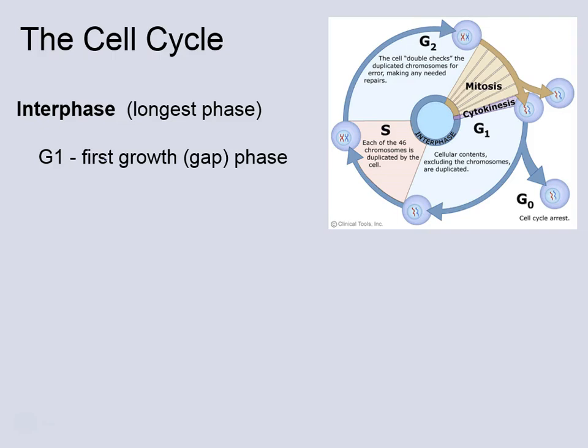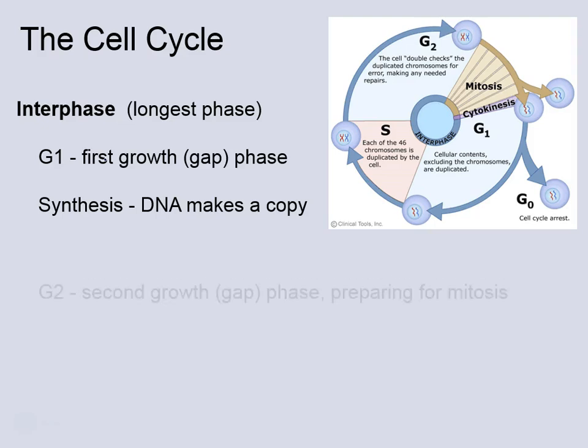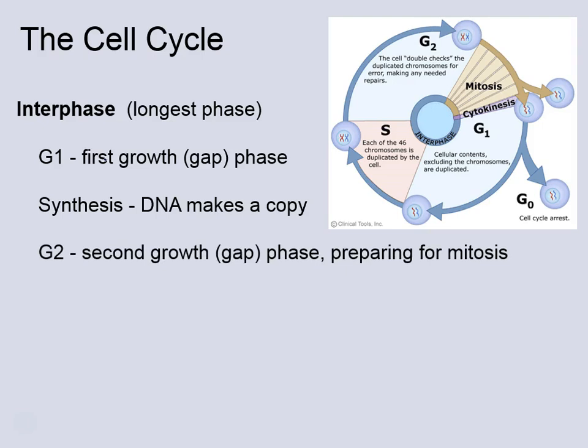Once they get a signal that it's time to divide for whatever reason, they're going to start looking at the cell contents and getting ready to divide. Once they've done that, they're going to move into the synthesis phase, and that's where DNA makes a copy of itself. And then you have G2, which is the second growth or gap phase.